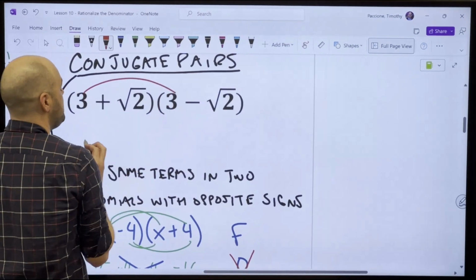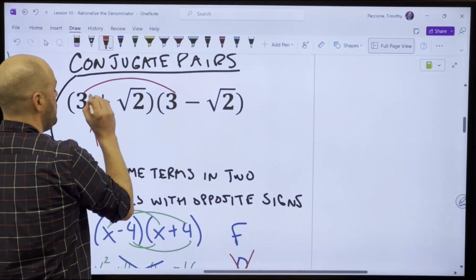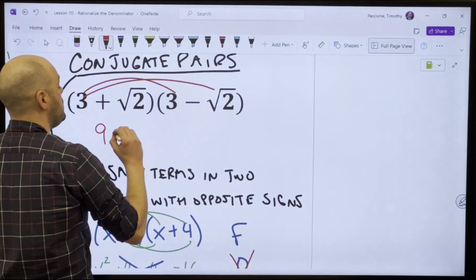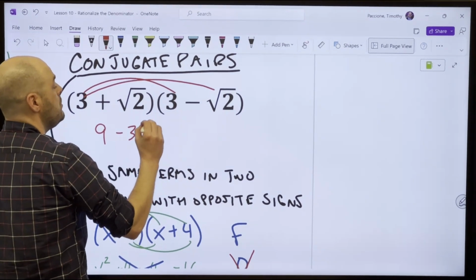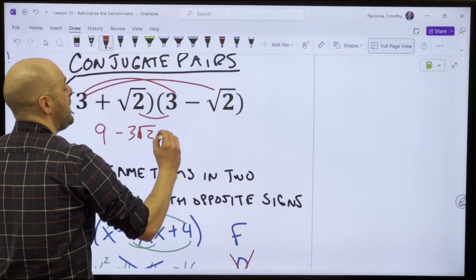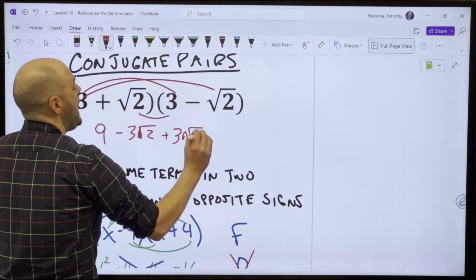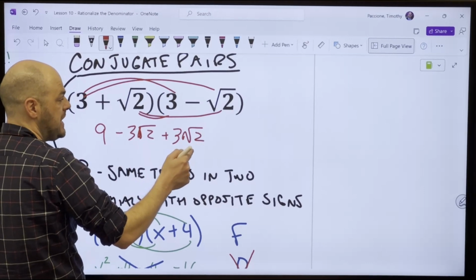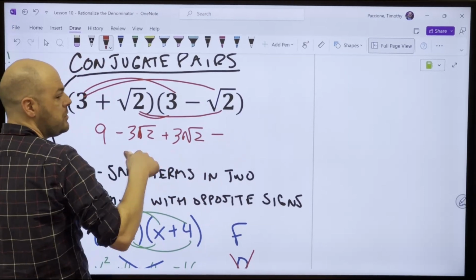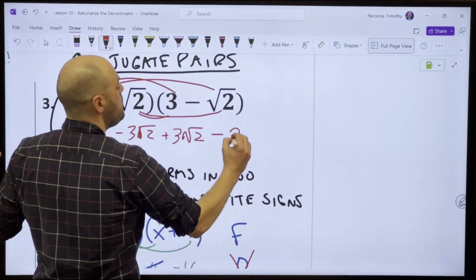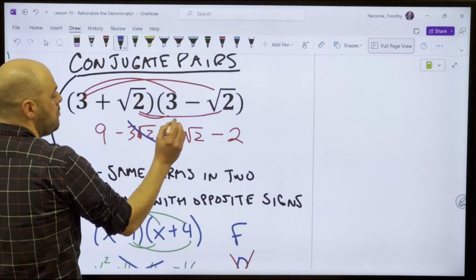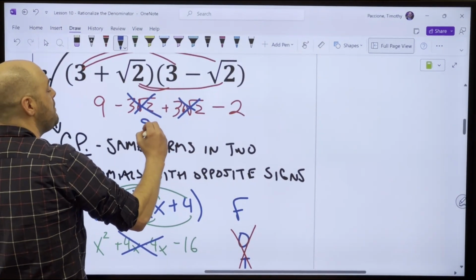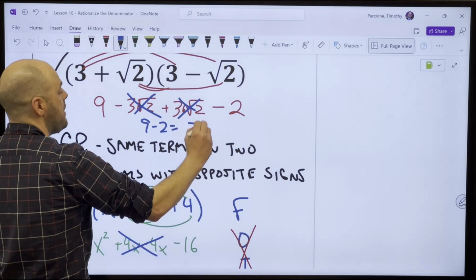Well, that's 3 times 3. That's 9. 3 times negative square root of 2 is minus 3 square root of 2. 3 times positive square root of 2 is positive 3 square root of 2. And then square root of 2 times negative square root of 2. Positive times a negative is a negative. Square root of 2 times square root of 2 is 2. And boom, boom, boom, boom. Get rid of those, and I just have 9 minus 2, which is 7.